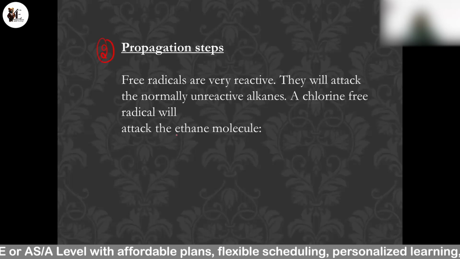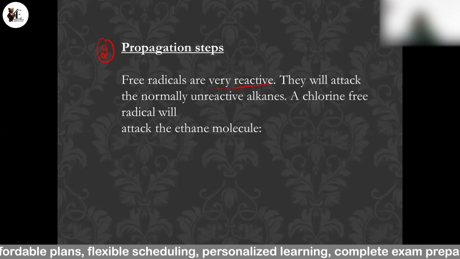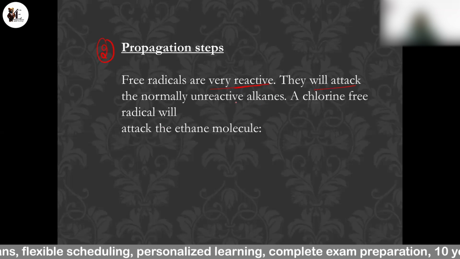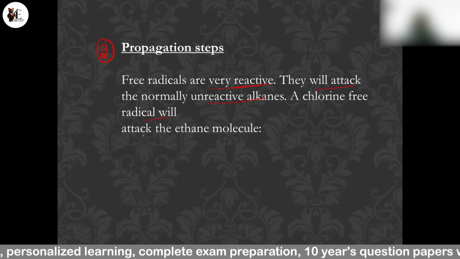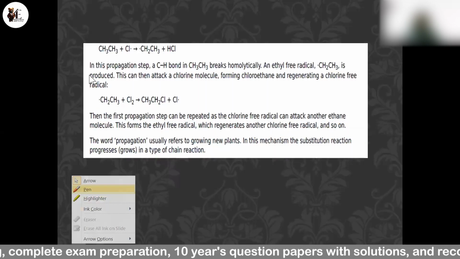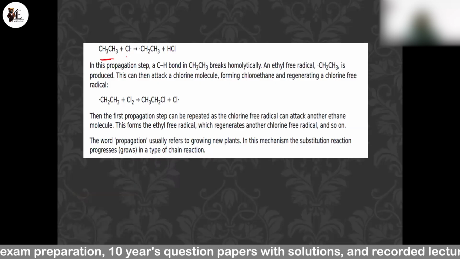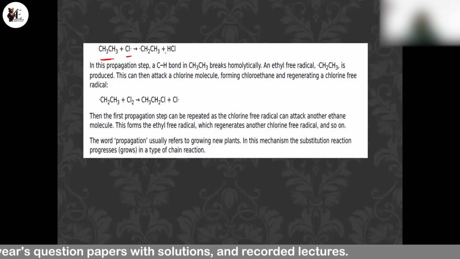The second step is the propagation step. Free radicals are very reactive because they are unstable. They will attack the normally unreactive alkanes, and a chlorine free radical will attack the ethane molecule. See how it occurs. This is my ethane molecule, and this is a chlorine free radical, which is very reactive. It attacks the ethane molecule.